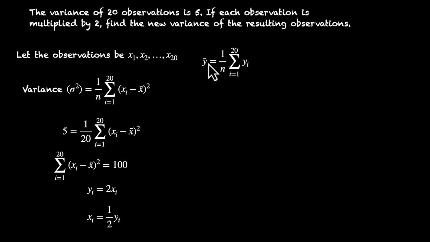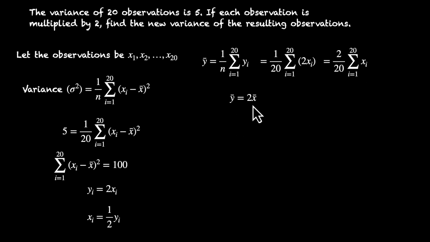So what's our mean? y bar is equal to 1 by n summation yi. So adding all of these terms and dividing that by 20 gives us our mean. If yi is twice of xi, we can say that this is 1 by 20 summation of twice of xi. We can take 2 common. This becomes 2 by 20 summation xi. And what's summation xi by 20? That's the mean for x. So y bar, or mean for y, is equal to twice of x bar.